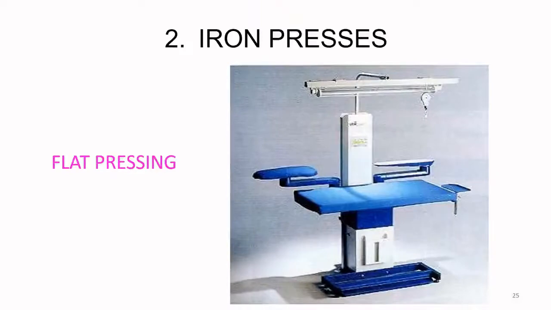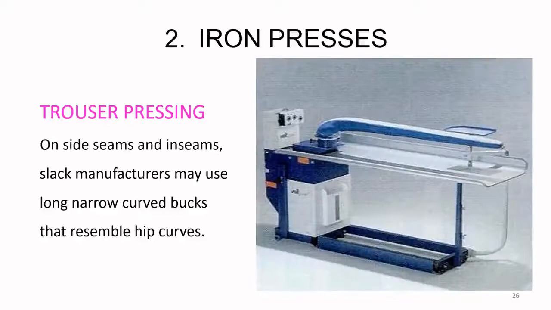So this is another type of iron press, which is used for flat pressing. Smaller garments can be pressed on this, and then the sleeves or the hip areas can be very easily pressed using the other attachment that you see, the blue attachment. This is fairly evident, for trouser pressing.